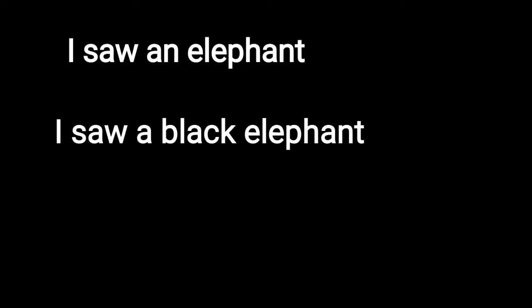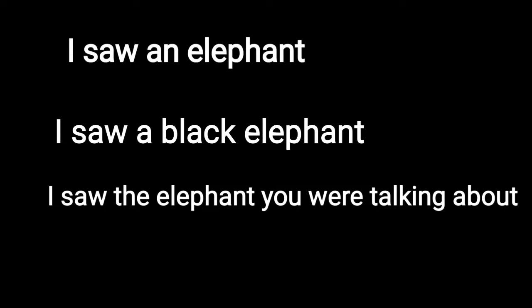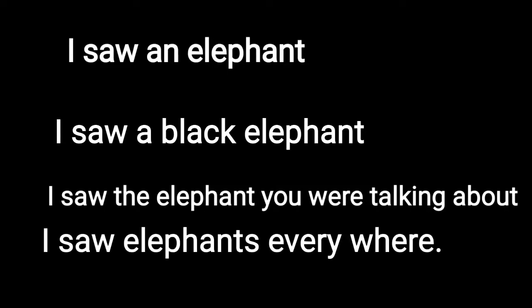I saw an elephant. I saw a black elephant. I saw the elephant you were talking about. I saw elephants everywhere. In the first sentence, I used an before the noun elephant. In the second sentence, I used a. In the third, the. And in the fourth sentence, I used none of them.